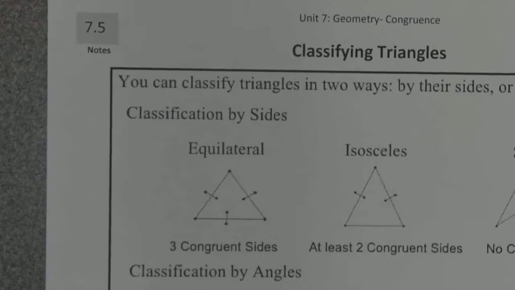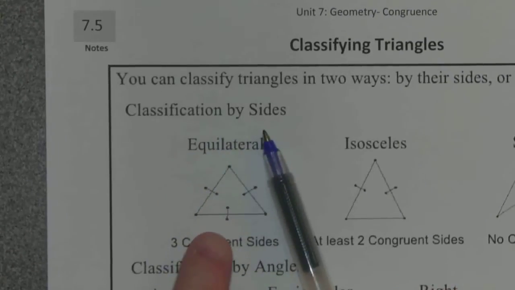Today about classifying triangles by their sides and by their angles. What we're going to do is we're going to just talk about the different ways we can do that, and then I'm going to show you how to use that to solve with some math. So the very first way we can classify a triangle is by its sides.